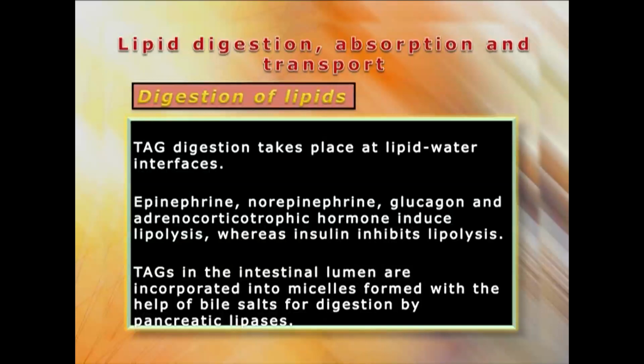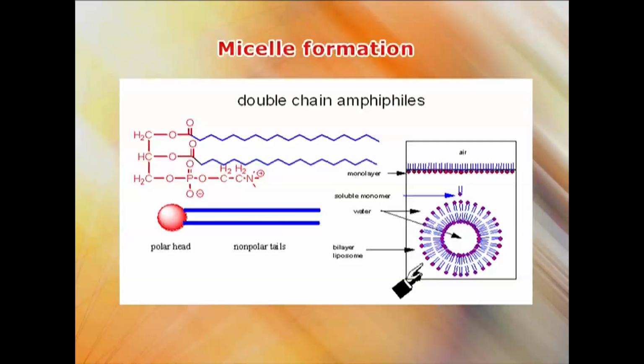There are a lot of hormones in our body that regulate lipolysis, which are the epinephrine, the norepinephrine, the adrenocorticotropic hormone, and the glucagon. On the other hand, insulin inhibits lipolysis. Now, after lipolysis, the TAGs are incorporated into the micelles in order to be acted upon by the pancreatic lipases from the external sides of the micelles.